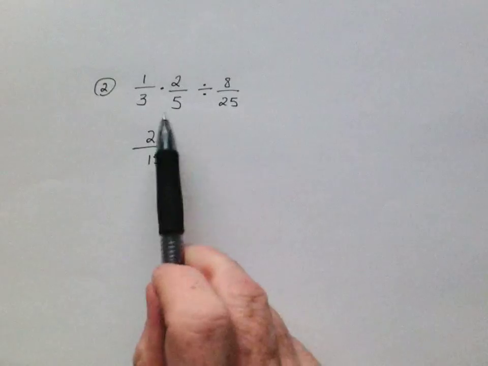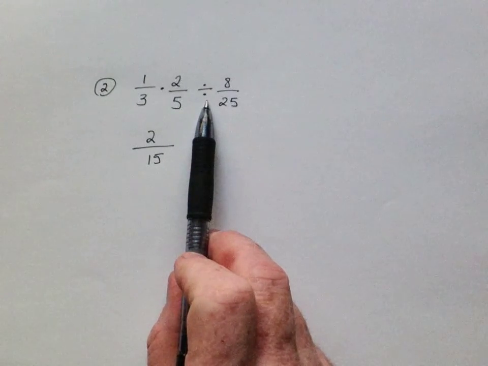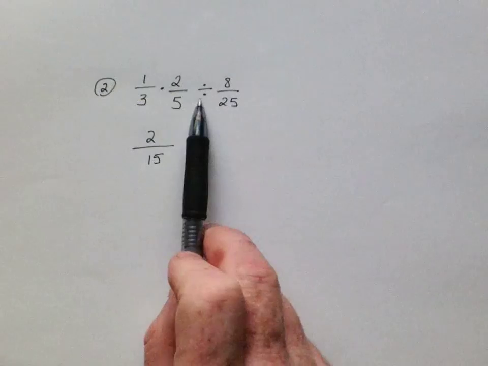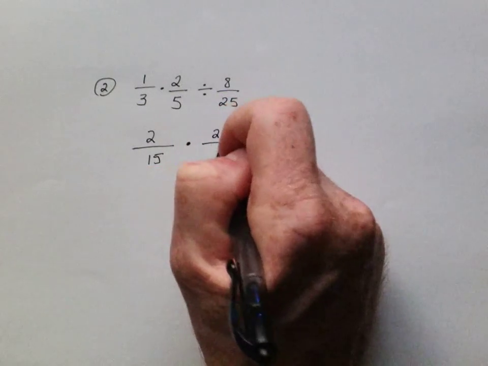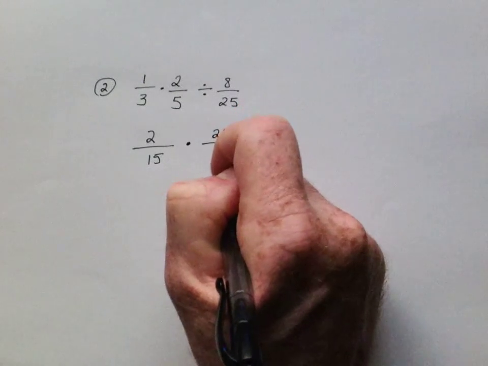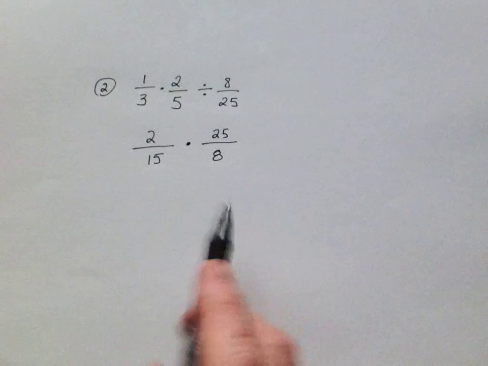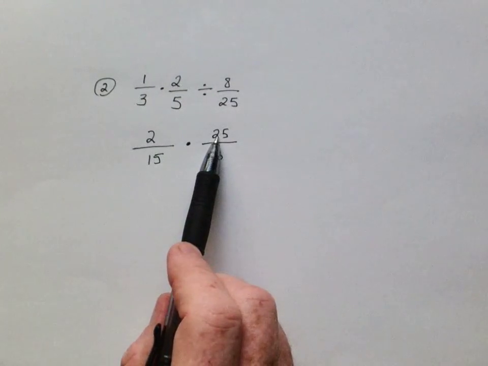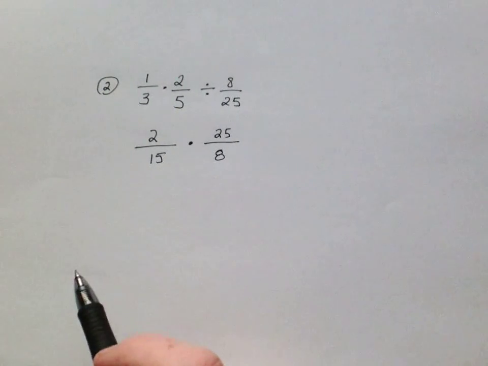And then I can actually go ahead and start this step. Dividing by a fraction means I need to change this to multiplication and then invert this fraction. So change this to multiplication and then invert, so this becomes 25/8. And then, as I mentioned in class, you could go ahead and multiply these two and multiply these two and then reduce, or you can reduce and then multiply.